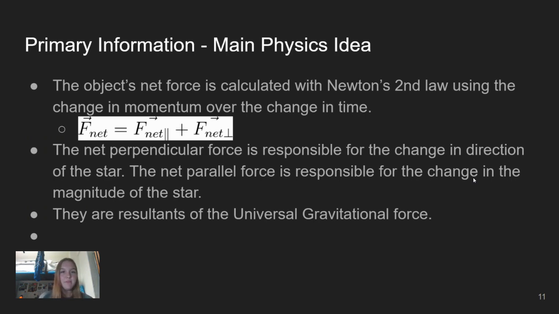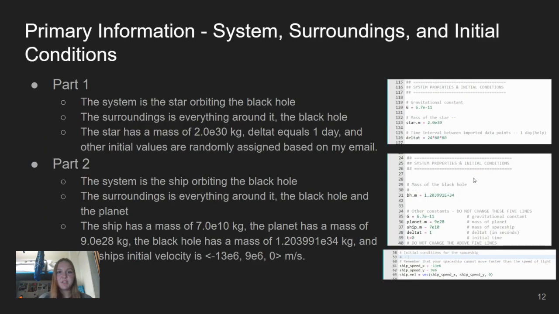The system, surroundings, and initial conditions: in part 1, the system was the star orbiting the black hole, and the surroundings was everything around it, including the black hole. The mass of the star was 2.0e30 kilograms, and delta t equaled 1 day, and other initial values were randomly set by my email.